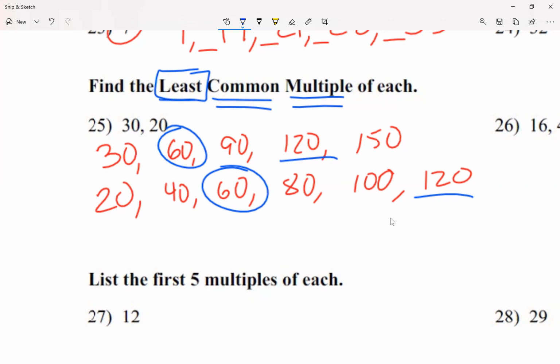And I even ask myself, is there a common multiple smaller than 60? That's why we use the word least. Least common multiple. In this case, that's the smallest common multiple we find. So if this was a question, my answer would be 60. In red, you see my work. In blue, you see my answer, right? So I find multiples of 30, I find multiples of 20, and I'm just looking for the smallest, least common multiple.